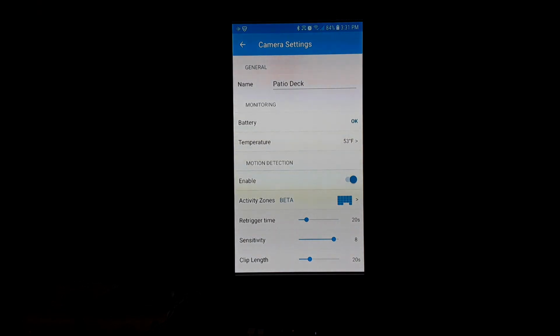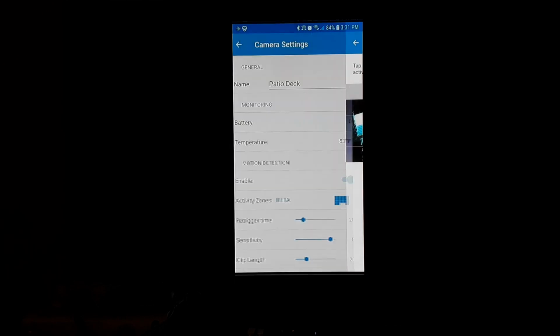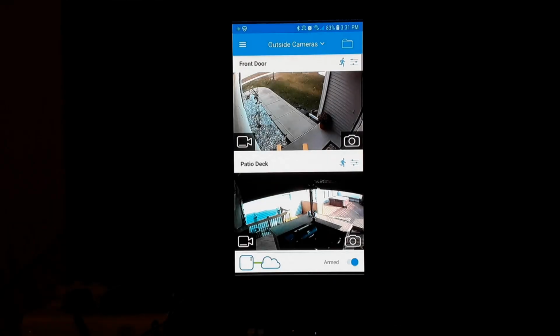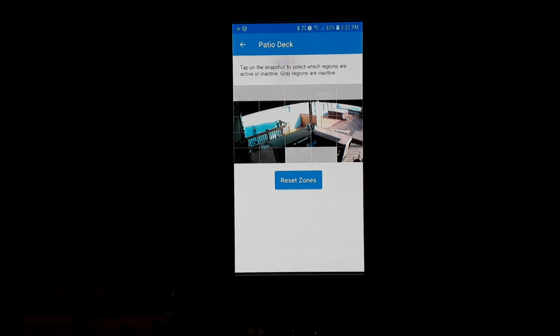Now, what's going on here is that if you look at the patio, let's go back here, you'll see I have a fan. You probably can't see it in this picture, but I have a fan, and anytime the wind blows and them blades start moving, sometimes it sets off the security system and I get false alarms. But with the activity zones, I can just check out that whole top area.